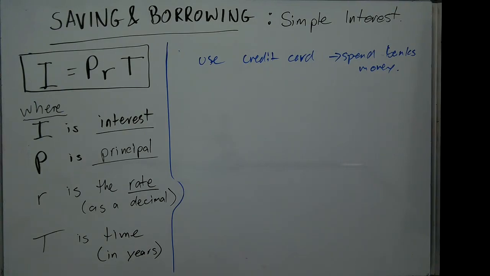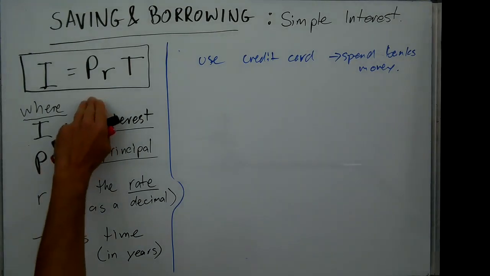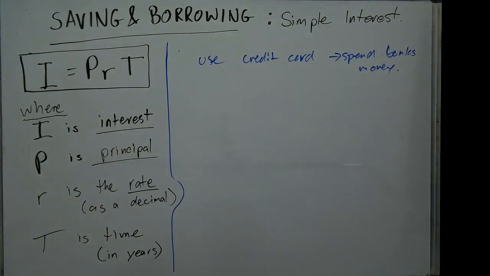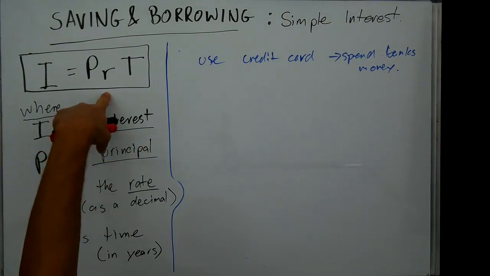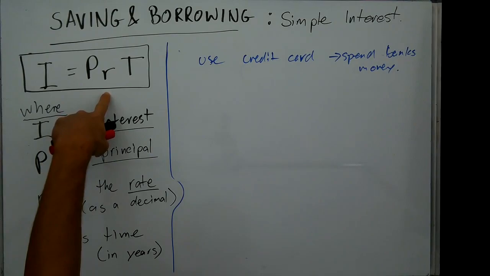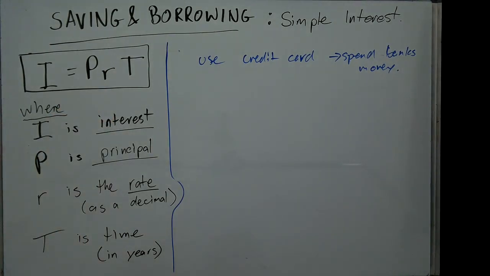Credit cards usually have a 31 or 30-day billing period, depending on the length of the month, and they will use this formula. Their rate is usually pretty high, 20, 25, 30 something percent, which is a very high rate of interest. So try not to use your credit card.